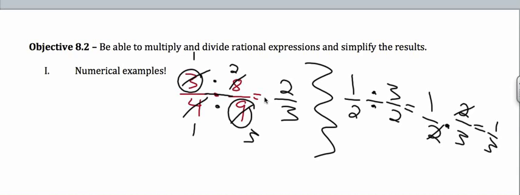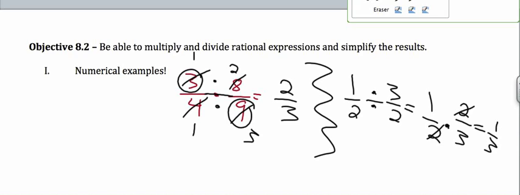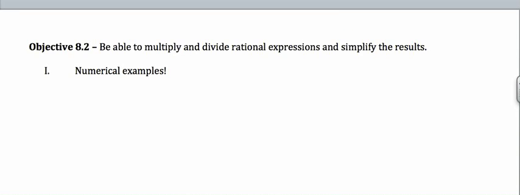Okay, so basically two big things here. One, you don't want to multiply everything together and then try to simplify. You want to try to simplify as much as you can from the beginning. And the other thing is, if it's division, your first step has to be change to multiplication and take the reciprocal of the second fraction.